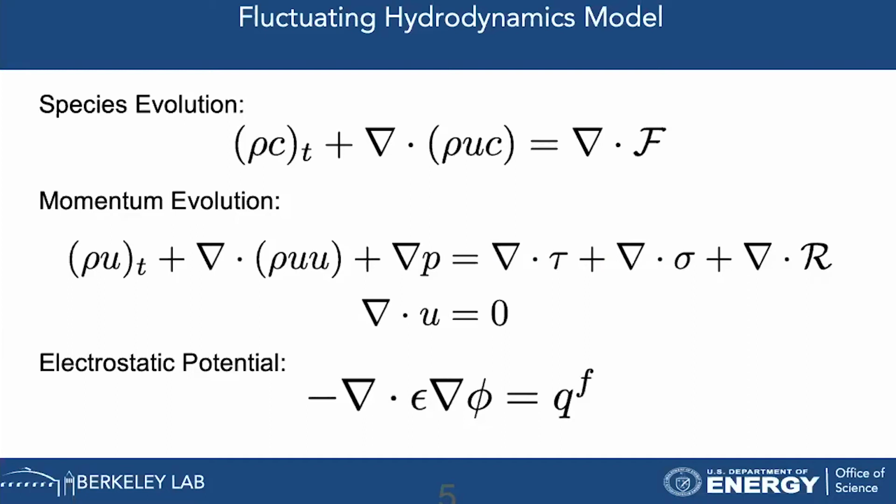Tau is our stress tensor, which I'll show you explicitly. Sigma is the Maxwell tensor, and R is an extra term that we again get out of our free energy functional that we introduced on the previous page. And we're assuming incompressibility for these systems. So what do these terms actually look like?